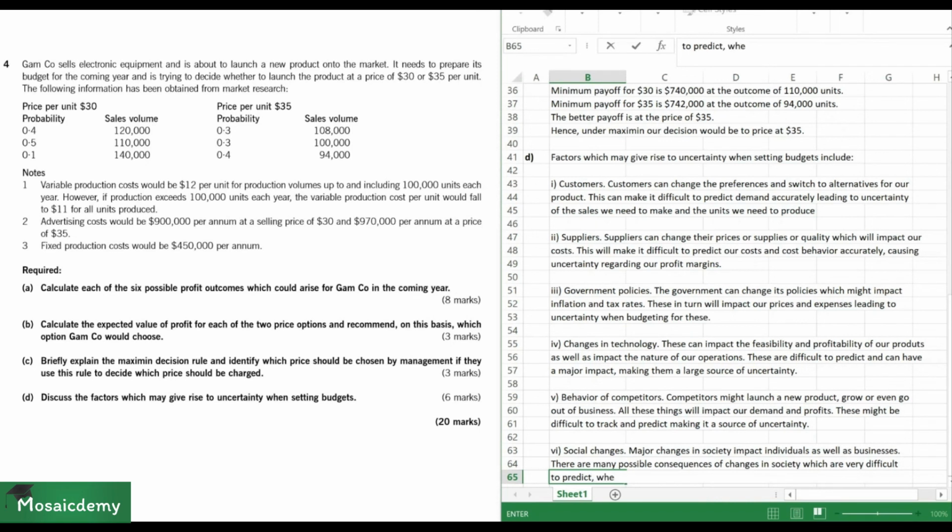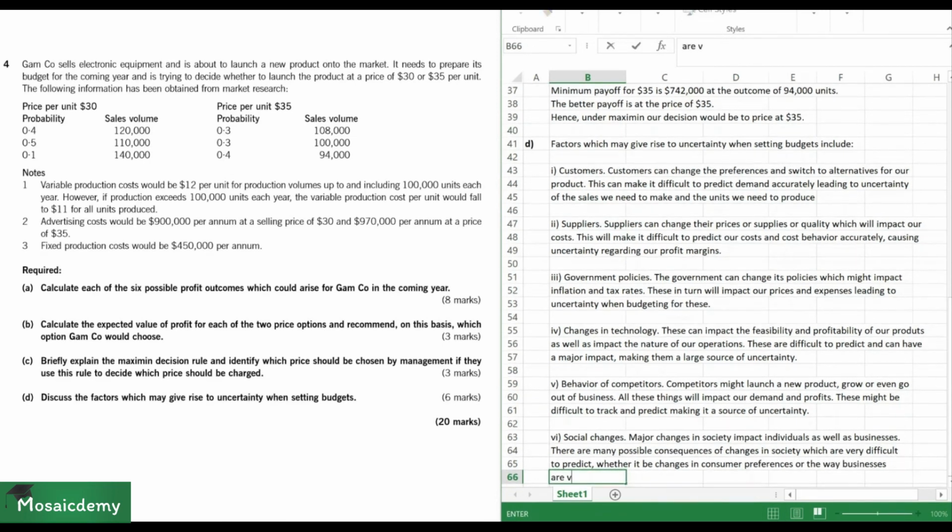Now we've been very generic, so let's be a bit more specific in the point, whether it be changes in consumer preferences or the way businesses are viewed. These can all make things uncertain. Okay.